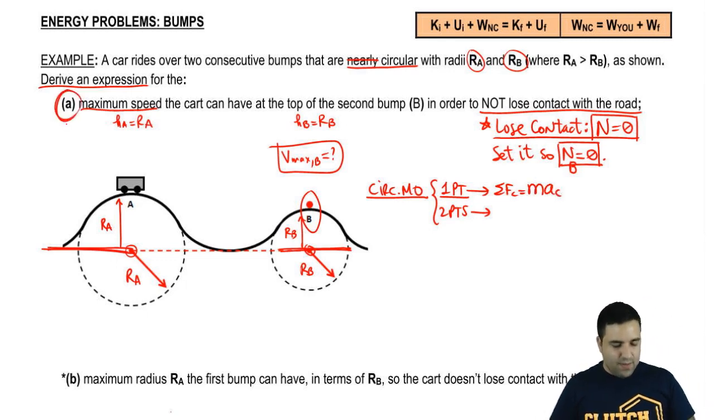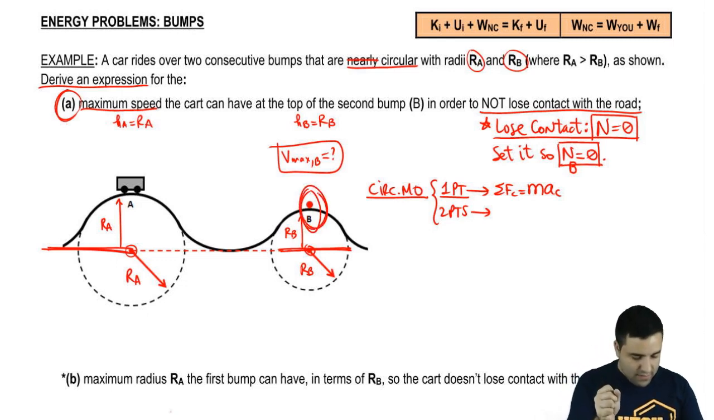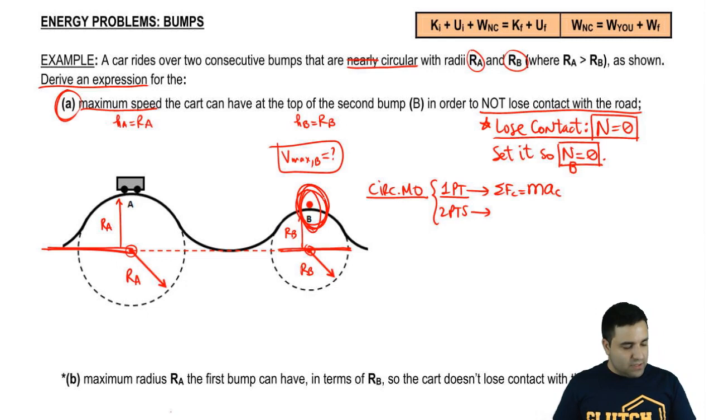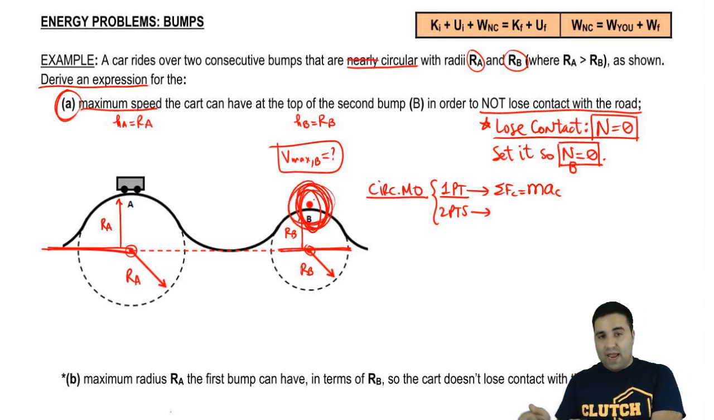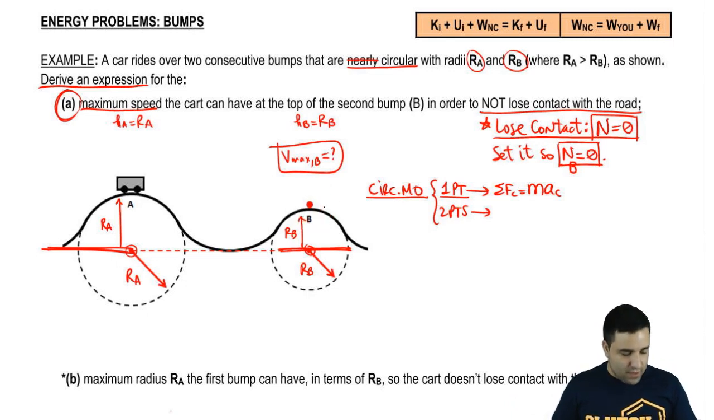In this question, part A, I'm saying what is the maximum speed at B, right there, so that you don't lose contact with the road at point B. Everything in part A is referring to the same point. Everything is referring to point B. So because we're only referring to the same one point, we're going to use F equals ma.